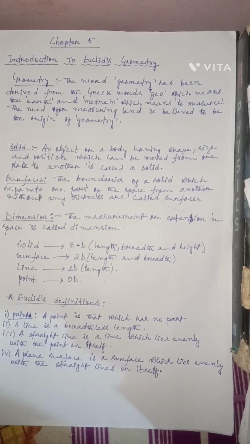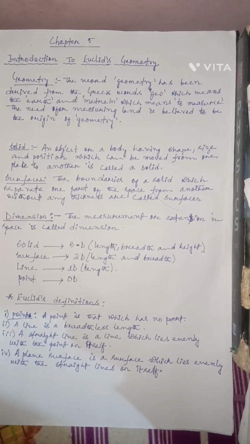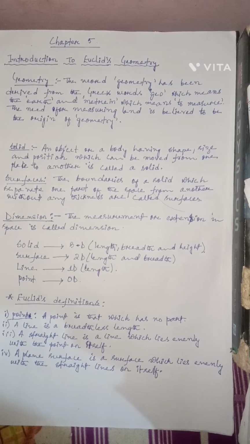Then let us move to the third, which is Euclid definitions. Actually, this is the last part for today. After this, we'll end this, right? And then let us explain this one. First, we have a point. What do we mean by a point? A point is that which has no part.